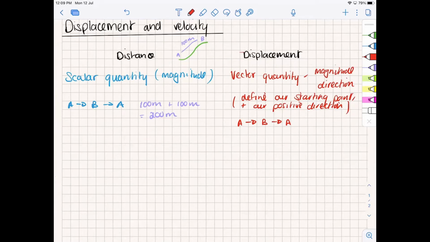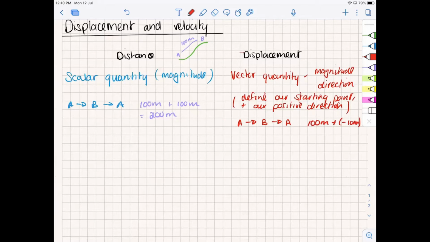The first part of my displacement is positive because we're going to define going up the hill as the positive direction, and A is our starting point. So my first 100 meters will be 100 meters displacement in a positive direction, except when I come down the hill, I'm going in the opposite direction. And because I'm going in the opposite direction, I need to have a negative displacement, right? So I'll be adding minus 100 meters.